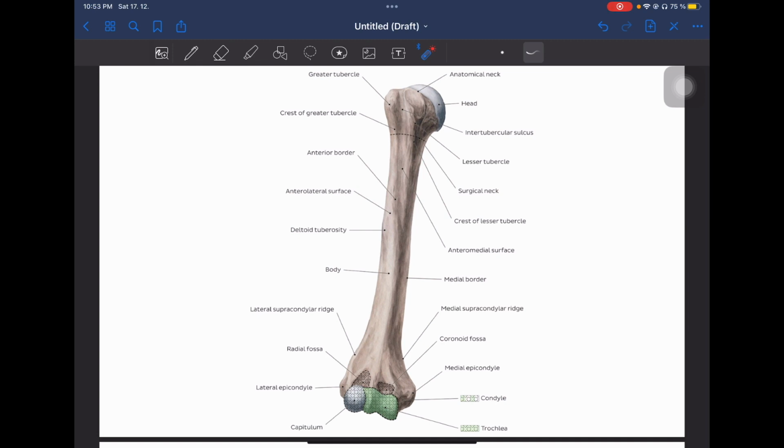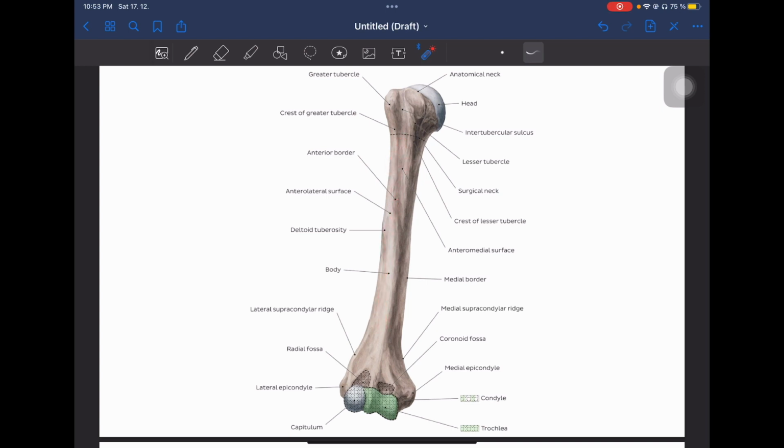And another thing is anterolateral surface. It's like here. It's anterior and lateral at the same time. And one of them is anteromedial surface. It's anterior, but it's medial as well. Another thing is anterior border. This is the anterior border.